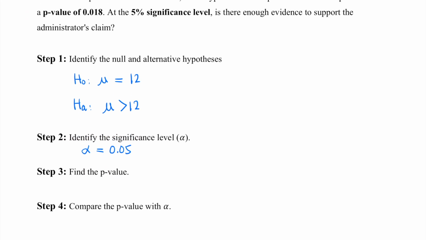Step 3, find the p-value. The problem already gave it to us. P-value is 0.018. Remember, in this section, we're assuming that the p-value has already been calculated. In future sections, you'll learn how to calculate it yourself.